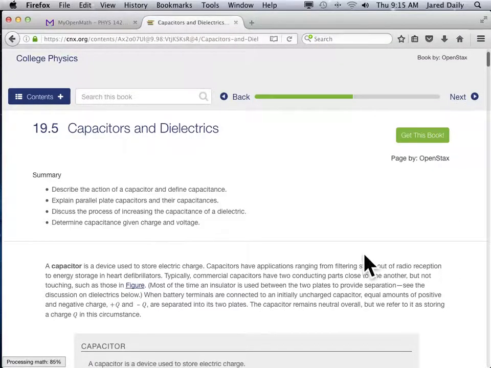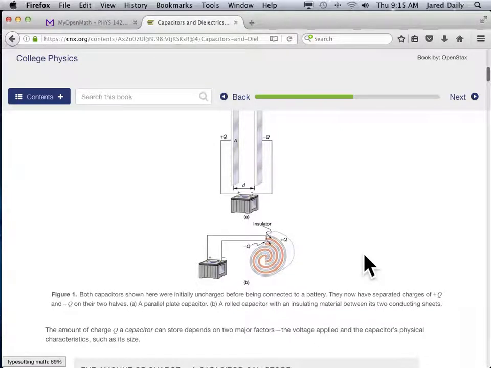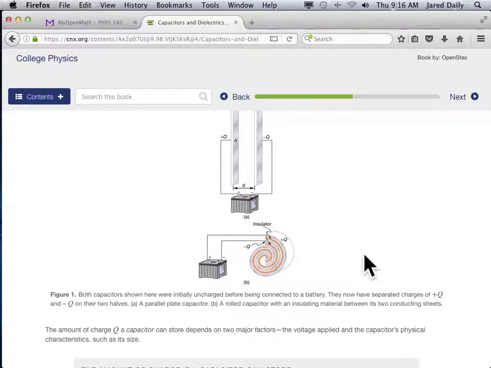So the capacitor has actually many shapes and forms. Here's another type of capacitor that is just a variation on this one. This one we call the parallel plate capacitor. This one down here we call a rolled capacitor or a coil capacitor, where you take parallel plates and you roll them up, and you put something in between them to prevent them from touching.